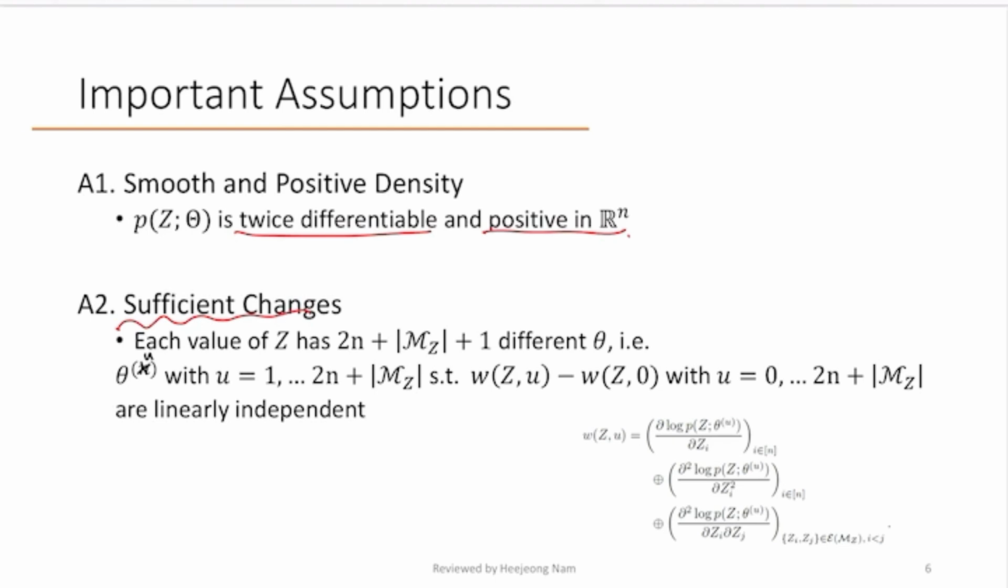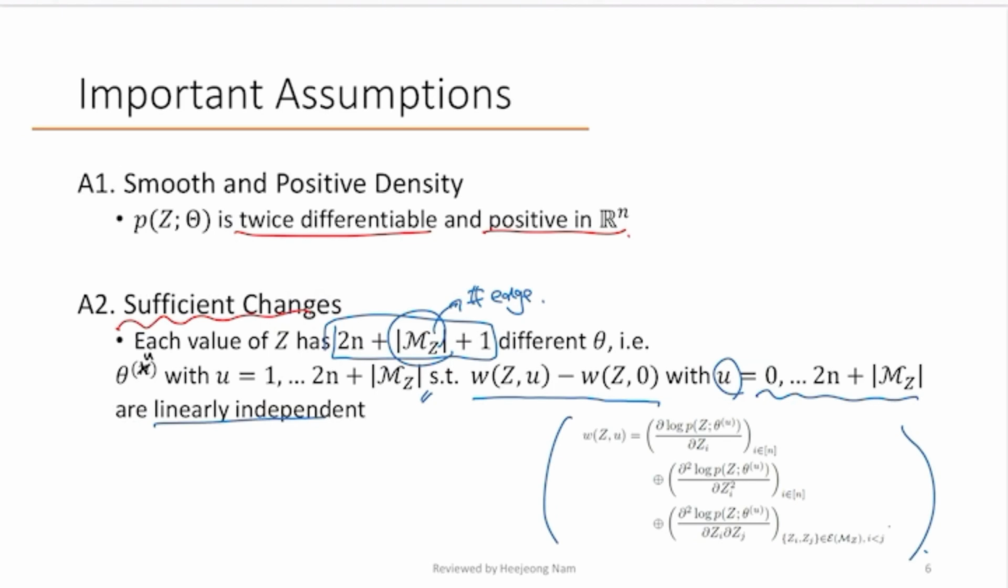So to be specific, this means that each value of z has 2n plus the number of edges of this Markov network plus 1 different theta. There's some misnotation, this is not n but u, and u spans 1 to 2n plus the number of edges in the Markov network, such that w(z, u) minus w(z, 0) with u equal to 0 to 2n plus the number of edges in the Markov network are linearly independent. And w is defined as this. I'll not go through this, but you can see how it is necessary during the proof later.